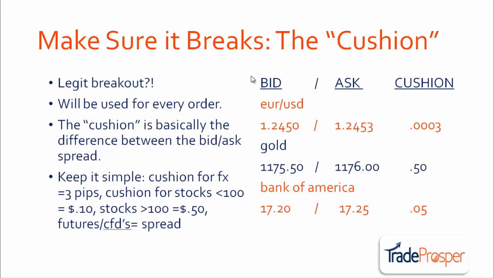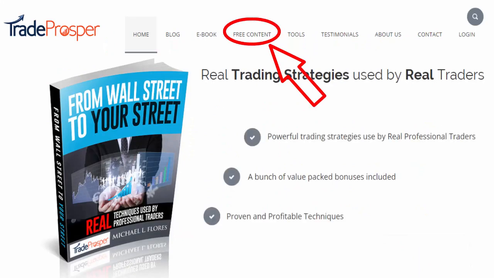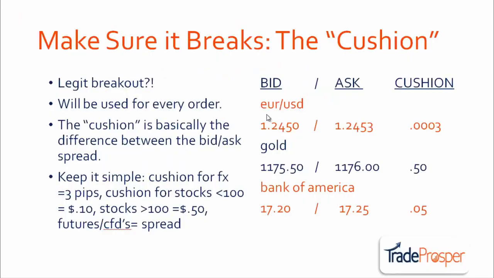What I mean by the bid-ask spread is this. Every market has a bid and an ask spread. If you want to know more about what the bid and the ask means, check out the free modules on our website, www.tradeprosper.com, under the free content section, and we have a video there about bid and ask. Anyway, for here, I have my first example of the euro versus the dollar currency pair. The bid in euro here is 1.2450, and the ask is 1.2453. I said the cushion was the difference between the two, or the spread. So the difference between this bid and this ask is 0.0003, or 3 pips.